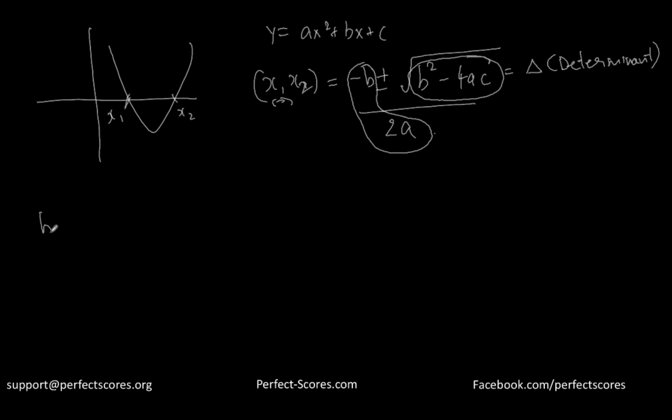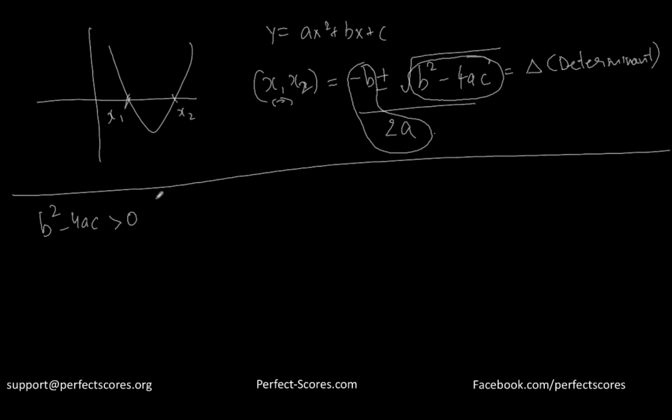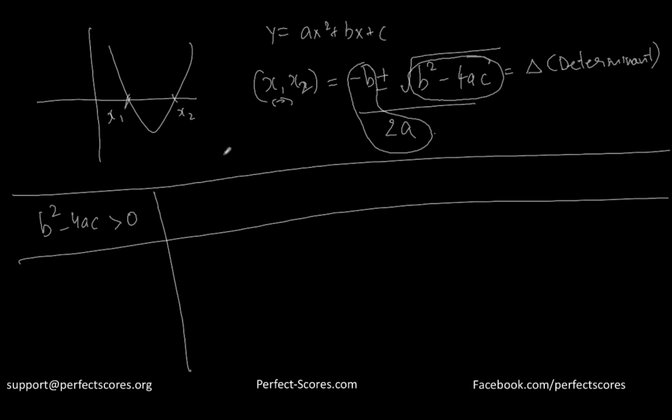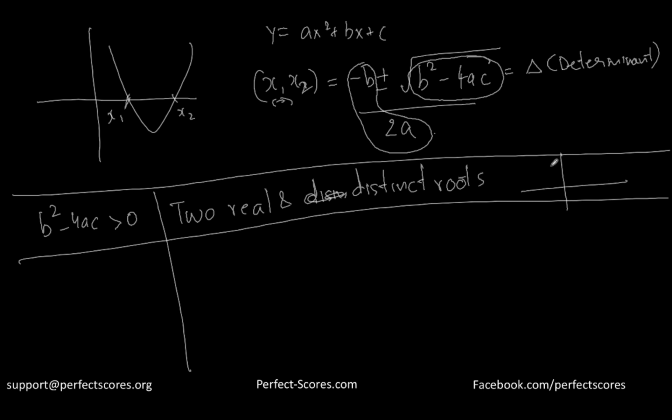If b squared minus 4ac is a positive number, that means it's greater than 0, then you're going to get two separate values for x1 and x2. That means you're going to get two real and distinct roots. So your graph is going to cut the x-axis at two real points.